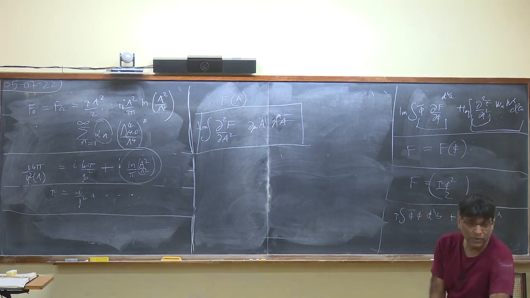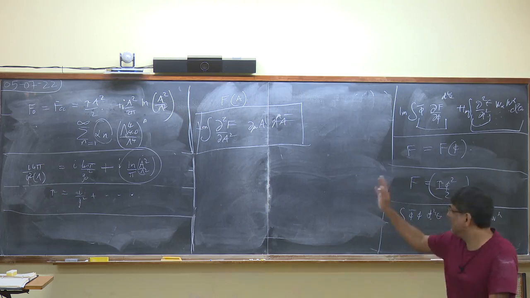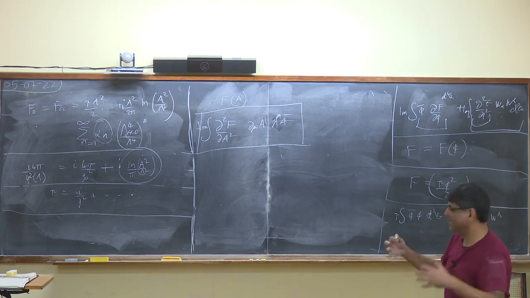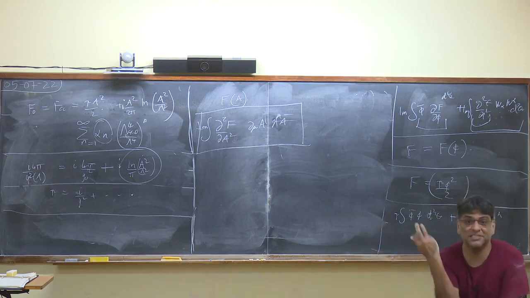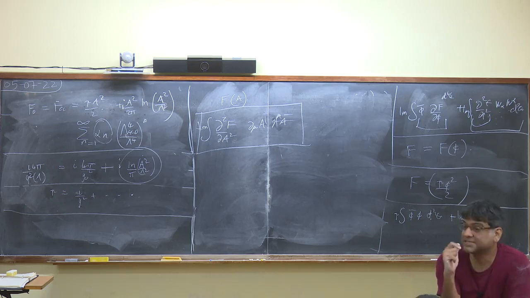we know something about this ∂²f/∂A². The imaginary part of it must always be a positive number. Because if there's any value of A, any value of u, let's say, where it turns out to be negative, then our scalar field has a kinetic term of the wrong sign. If our scalar field has a kinetic term of the wrong sign, all hell breaks loose.